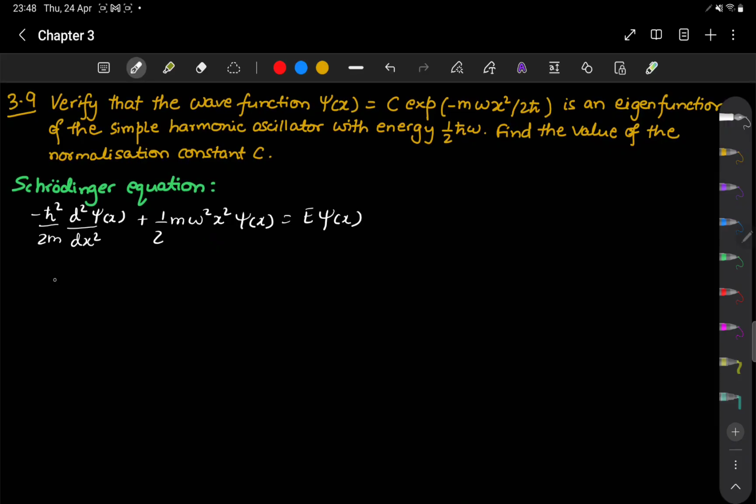For that we need to evaluate first the second derivative of the wave function, and for now I will ignore the constant c, because that will remain constant throughout and it will come out of the derivative and be present in each of these terms in the Schrodinger equation. So it will cancel out. So essentially what we need to find is the second derivative of the exponential.